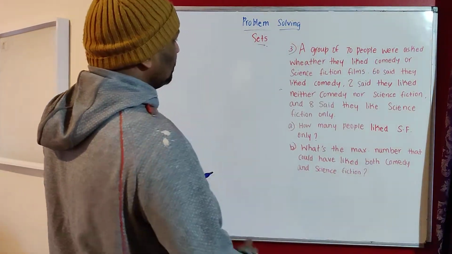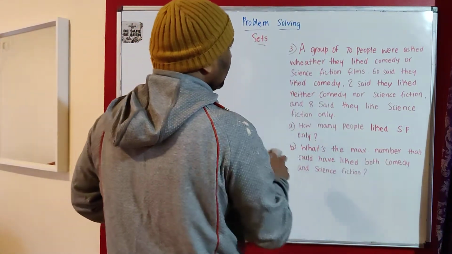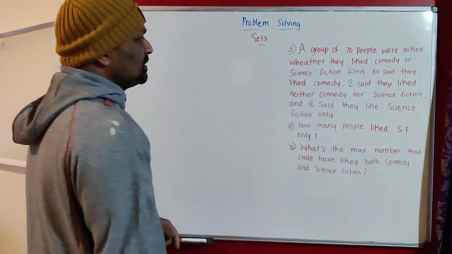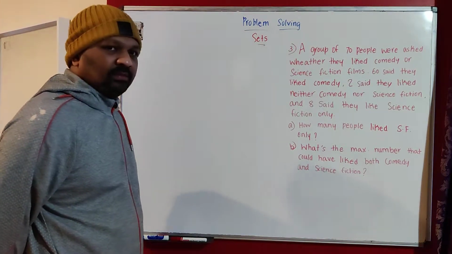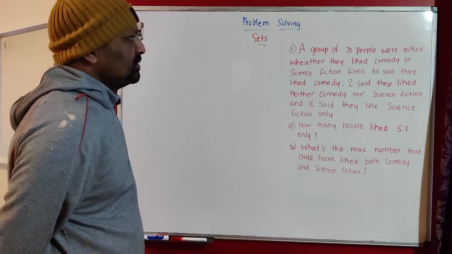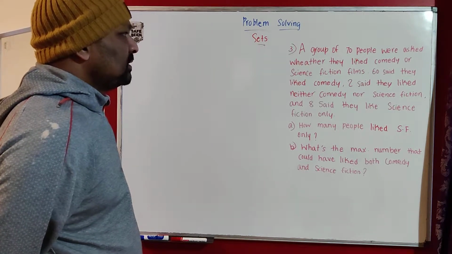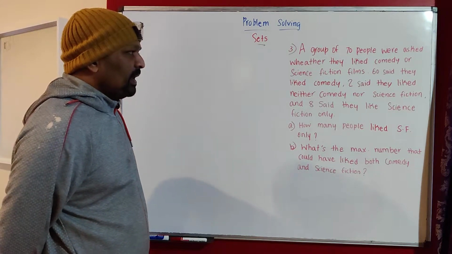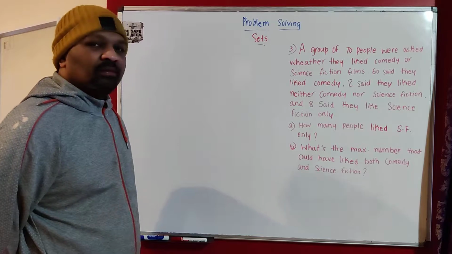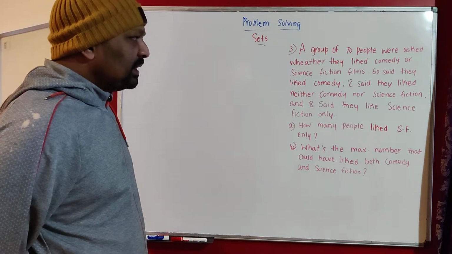The third sum. So what does the sum state? A group of 70 people were asked whether they like comedy or science fiction films. In a classroom there are 70 students and they were all asked what movie they like. So 60 said they liked comedy. It does not mean that they don't like science fiction.